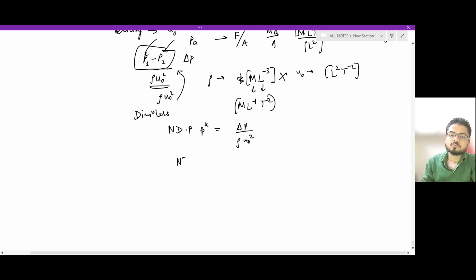Similarly, a non-dimensional length scale can be defined. For example, you could say X star would be equal to, or let's use tilde.